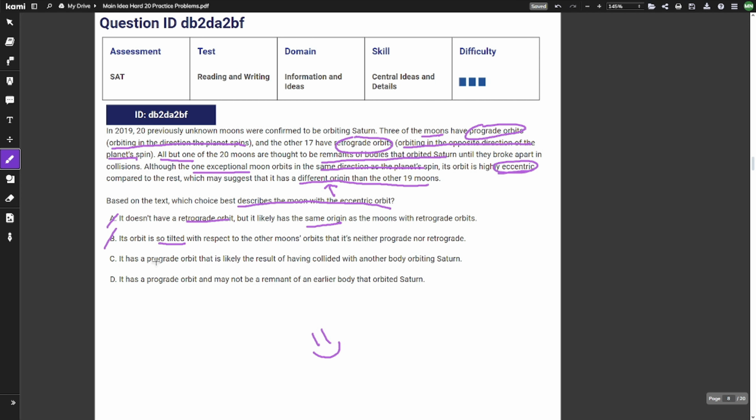C: it has a prograde orbit, that's true, but it's the result of having collided with another body orbiting Saturn, that's not true. All it says is that it has a different origin. It never said what that origin is, so all of this here is just some random made up stuff that was never mentioned in the text. And then D, it has a prograde orbit, that's true. It may not be a remnant of an earlier body that orbited Saturn, that's true. That's exactly what this sentence right here says. So our answer will be D.